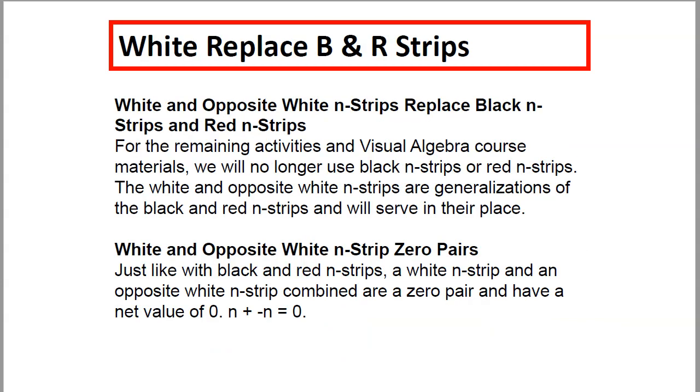From now on, we'll use the white and opposite white end strips instead of the black and red end strips. And just like with the black and red end strips, a white end strip and an opposite white end strip is a zero pair.